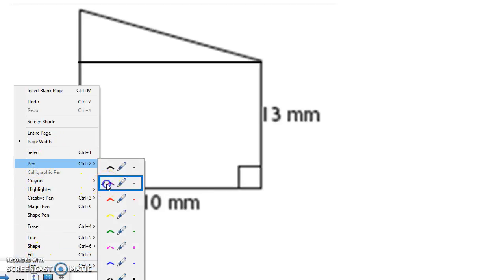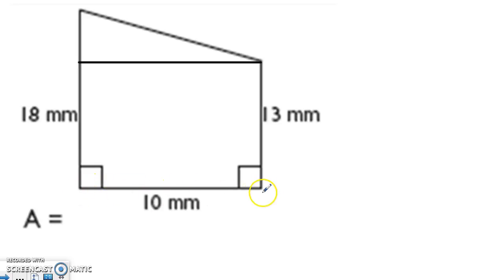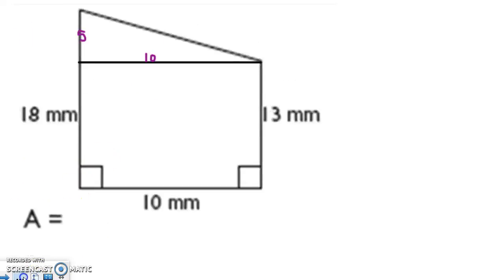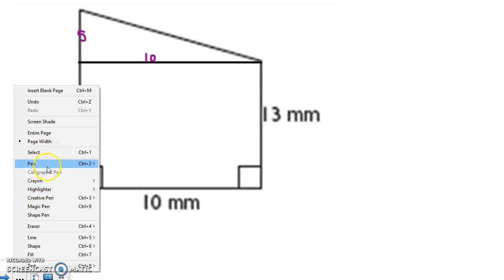All right, let's figure out some dimensions we might need. So we know the bottom of this rectangle is 10. So the top of the rectangle, which is also the bottom of the triangle, is also 10. We know the sides of the rectangle are 13, but it says this entire thing is 18. So to get just the piece of the triangle, I would do 18 minus 13, which makes this missing dimension 5.